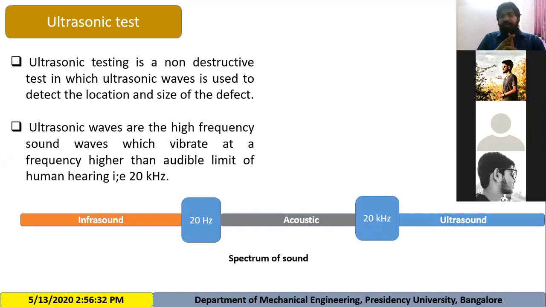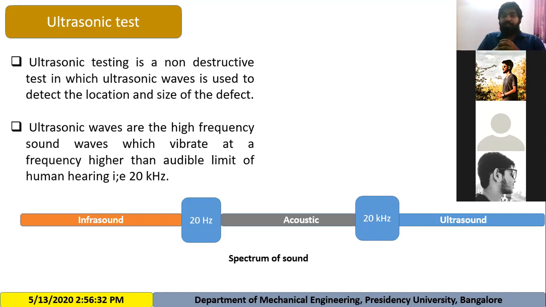In all the types of testing that we have discussed so far, whether it is visual inspection, magnetic particle inspection, or the liquid penetrant test, we are only able to detect those defects which are open to the atmosphere. So any defect that is open to the atmosphere we are able to detect using the techniques that we have studied so far.